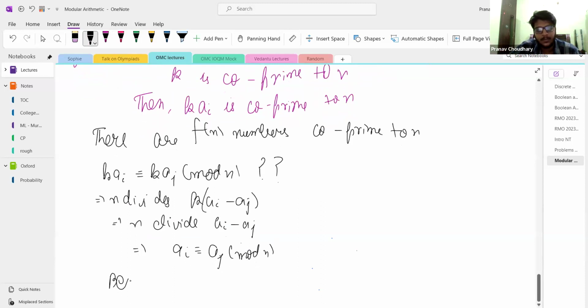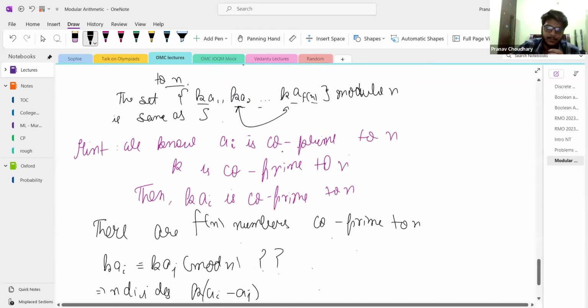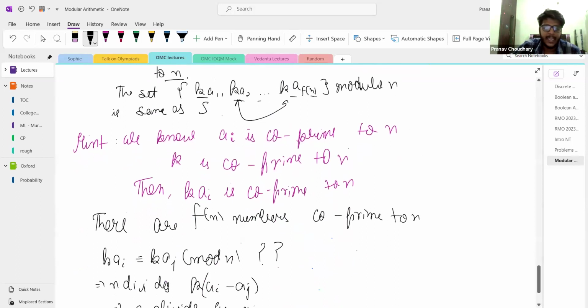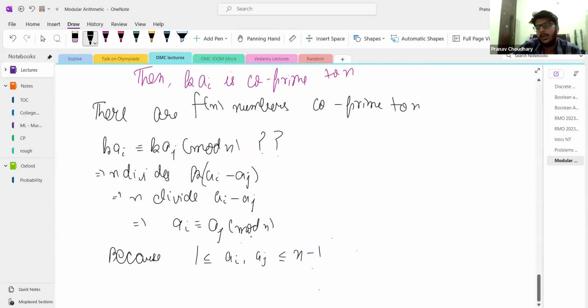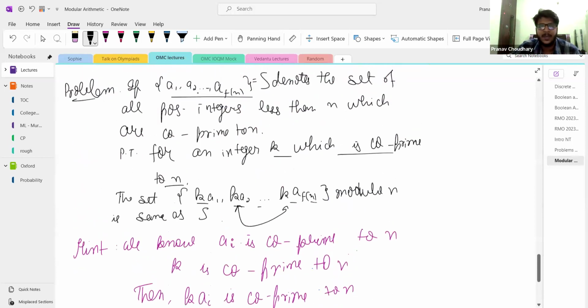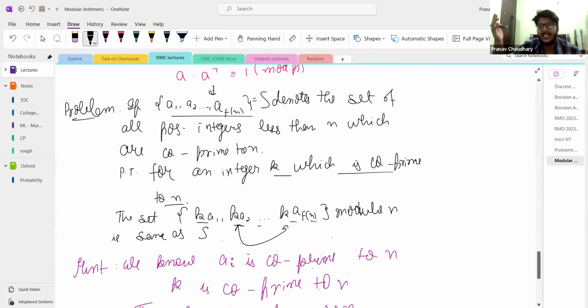Why? Because both of them are in this range. And I said that these are the distinct numbers in this set. So if kai is congruent to kaj mod n, then ai should be congruent to aj mod n, which means that this set would not have f of n elements as well, which is a contradiction. So is everyone clear with this problem?